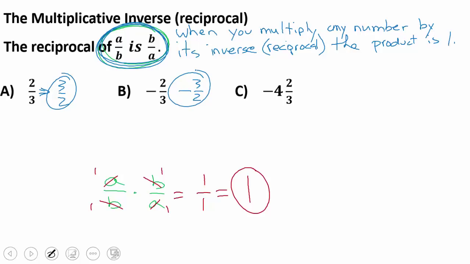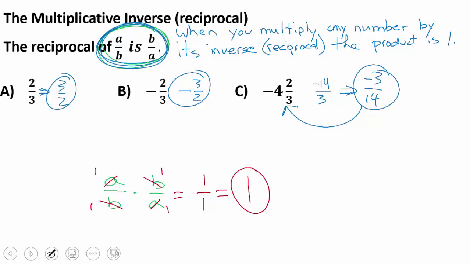And on the last one, anytime you have a mixed number or a whole number, you must make them improper before you can find the reciprocal. So a negative 4 2/3 is a negative 14/3. And the reciprocal of that would be a negative 3/14.